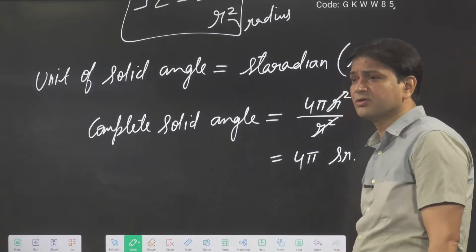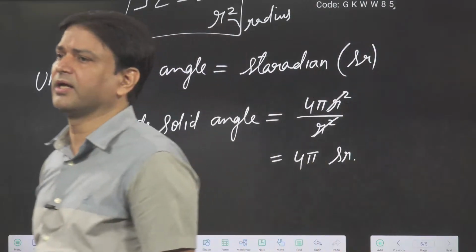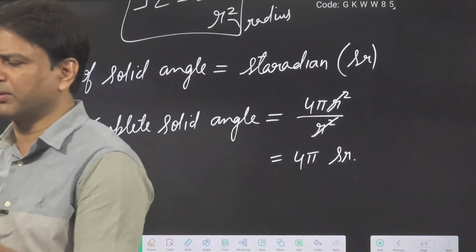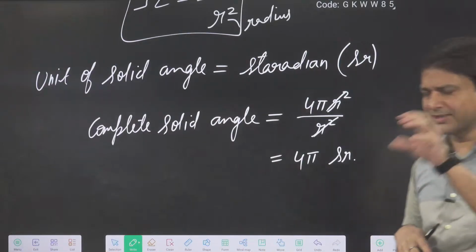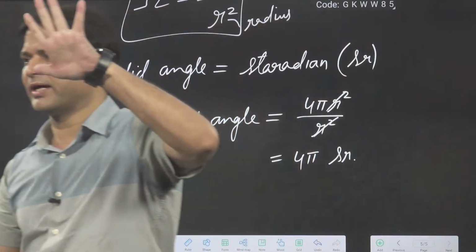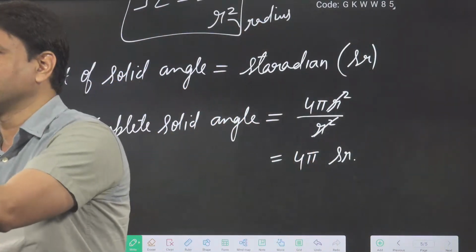Okay. So everybody got this complete solid angle, complete plane angle. What is the unit of the plane angle? Radian. What is the unit of the solid angle? Steradian. Except this place, we will never talk about the solid angle, but in the unit and dimension, this you have to know.